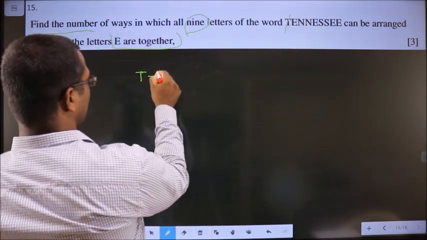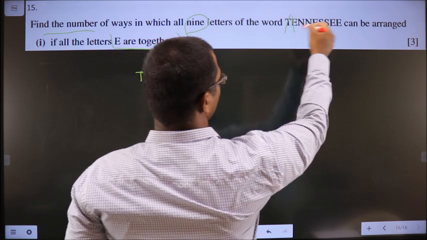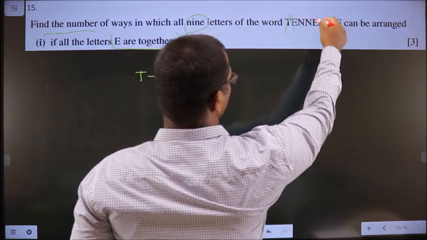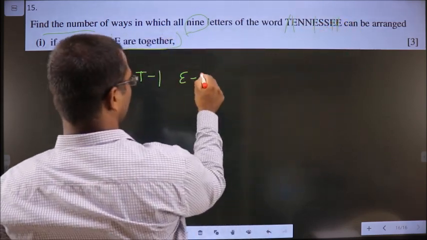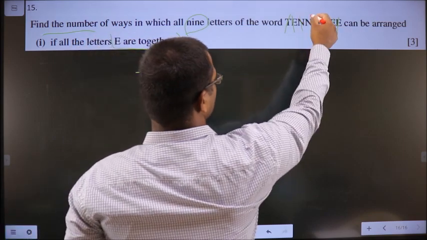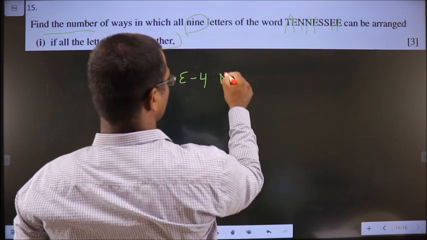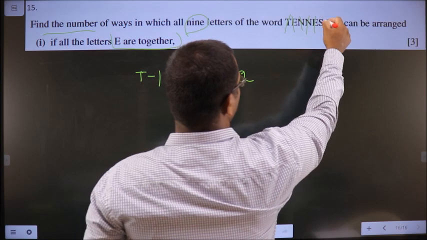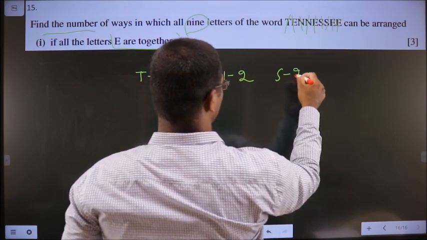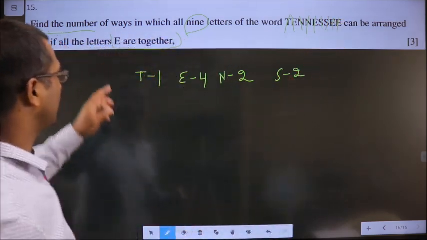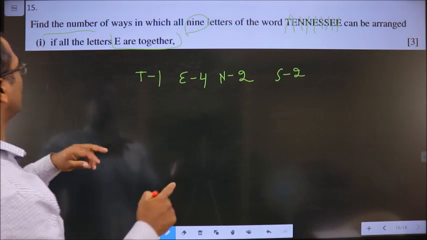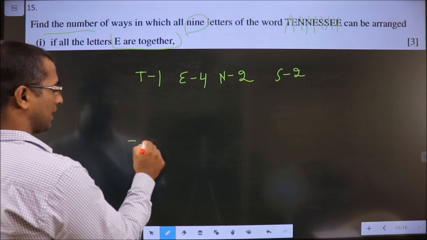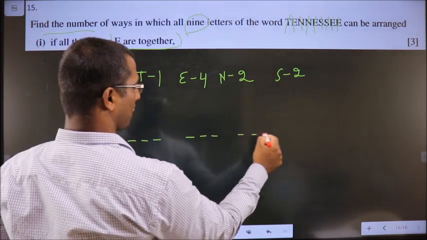T has come once. E is present 4 times. N is present twice and S is also twice. Now the condition is E should be together. So total how many letters? 9. So 9 blanks you put.